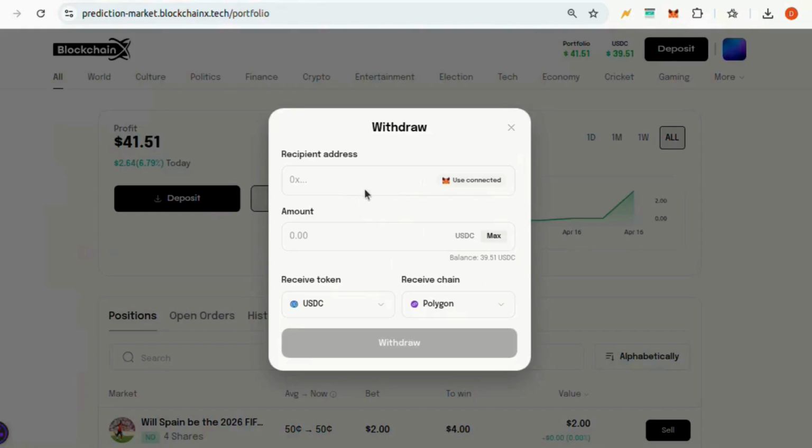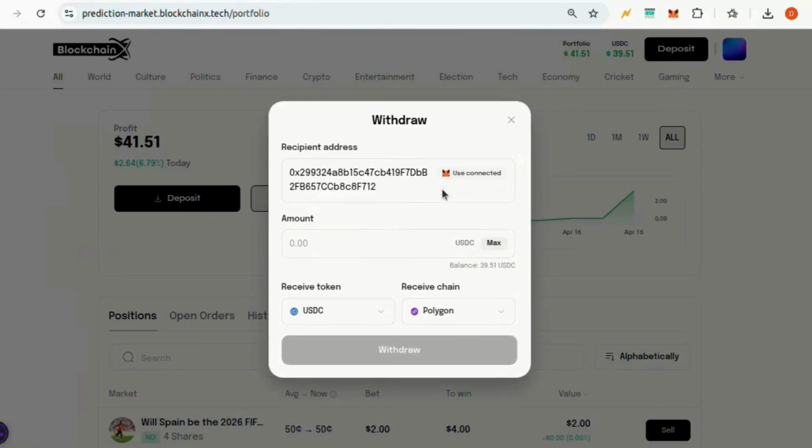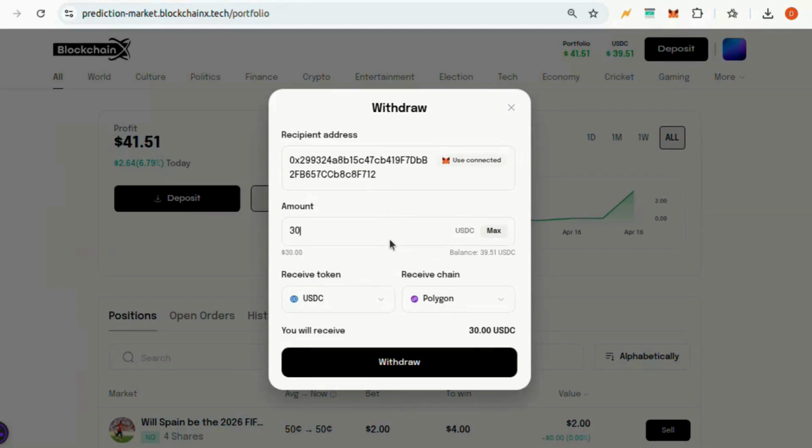The user can withdraw their USDC balance by clicking the Withdraw button. The user connects their MetaMask wallet and enters the amount to withdraw. After confirming the transaction, the USDC is transferred to the user's wallet.